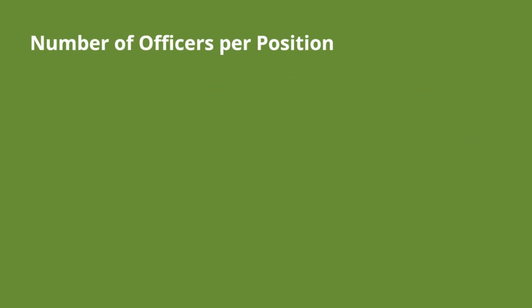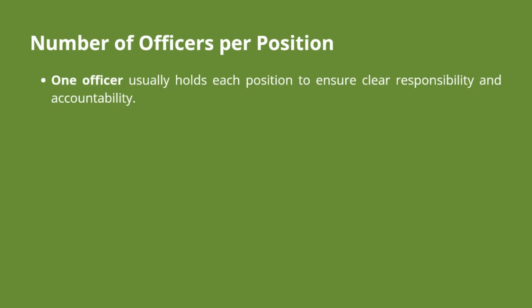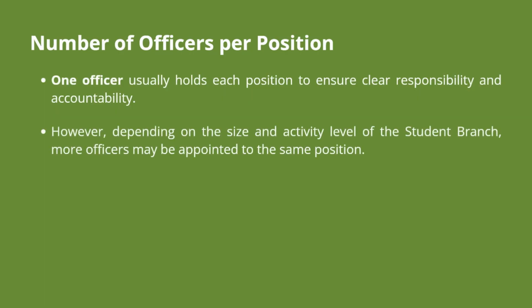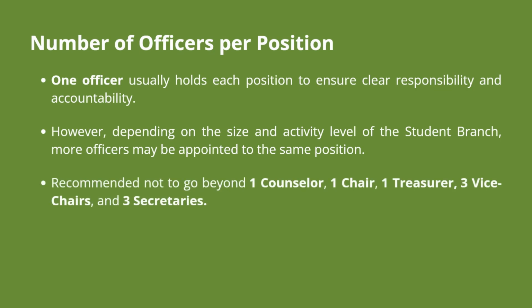Number of officers per position. 1 officer usually holds each position to ensure clear responsibility and accountability. However, depending on the size and activity level of the student branch, more officers may be appointed to the same position. It is recommended not to go beyond 1 counselor, 1 chair, 1 treasurer, 3 vice chairs, and 3 secretaries.